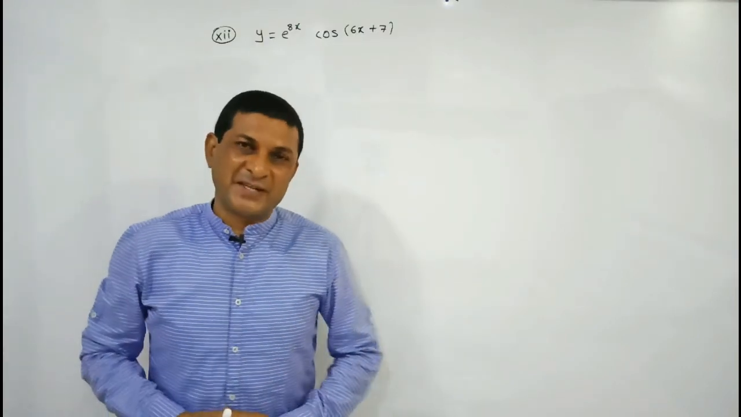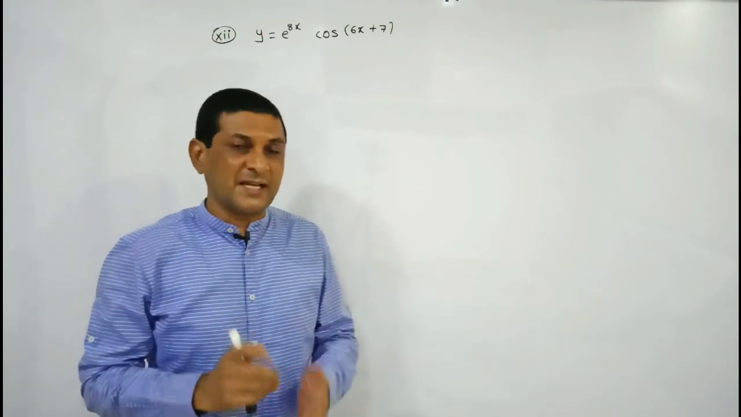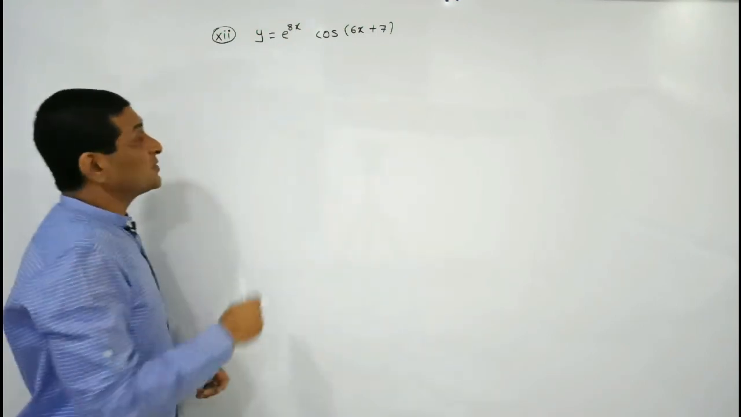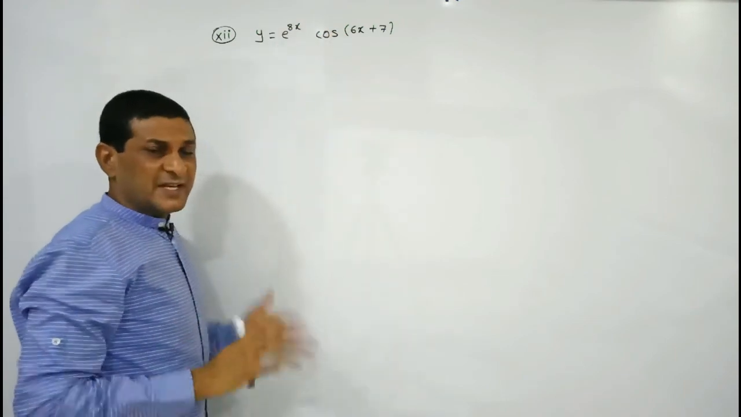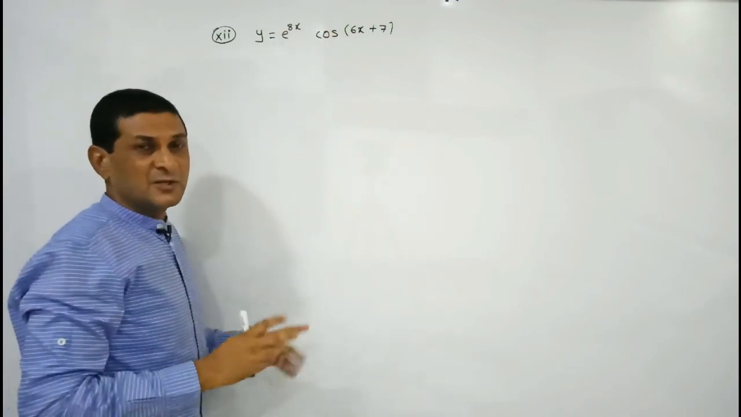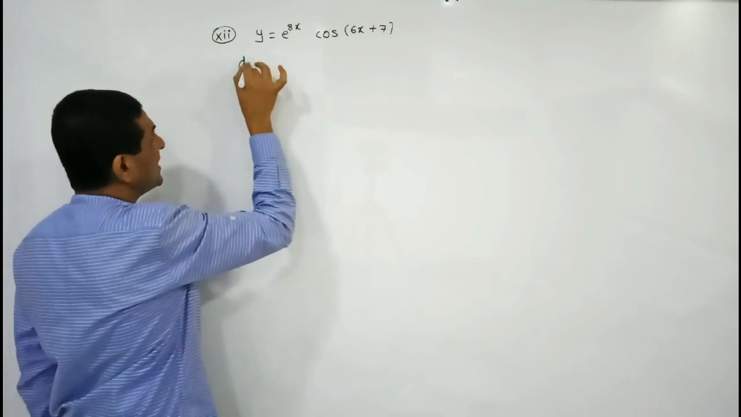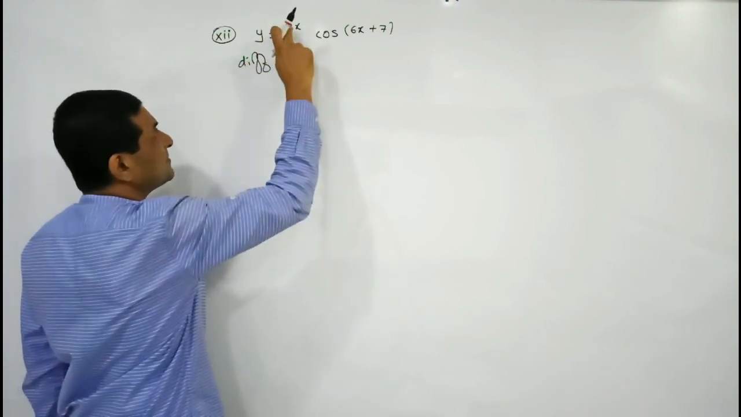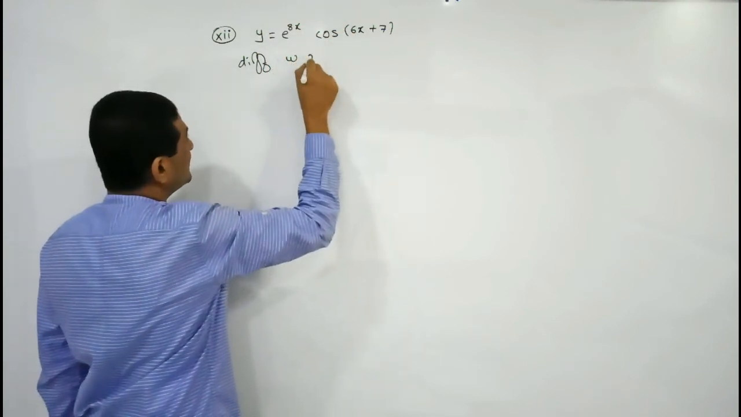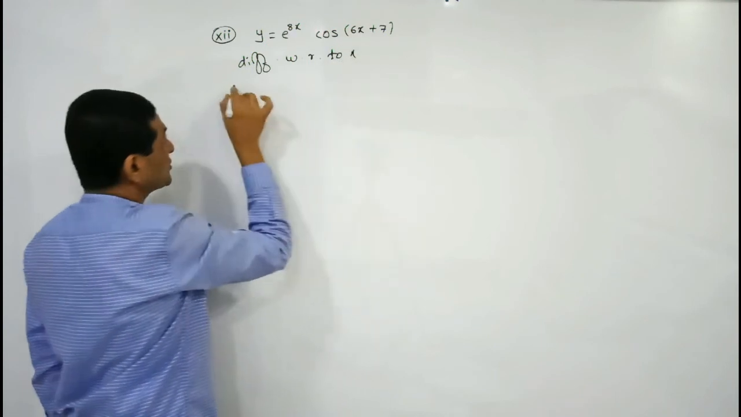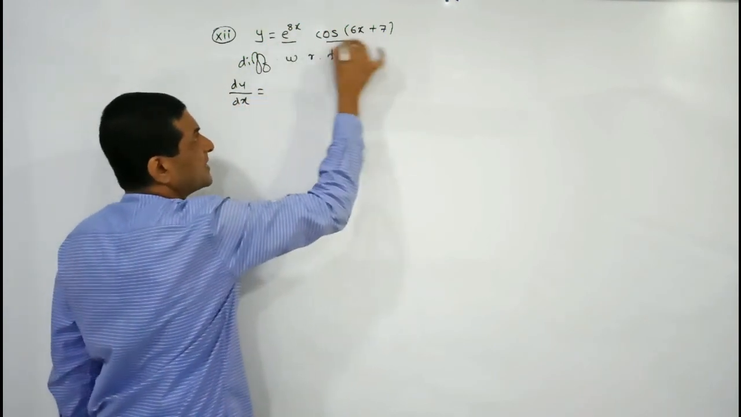Now see the last example from question number 4 of this exercise. In this case also the function is in the form of y is equal to u into v. This example is very similar to the last example, example number 11. Same method we are applying here, just a is replaced by 8 and b is replaced by 6. So we are differentiating it with respect to x. To find the derivative of the right hand side, we have to apply product rule.